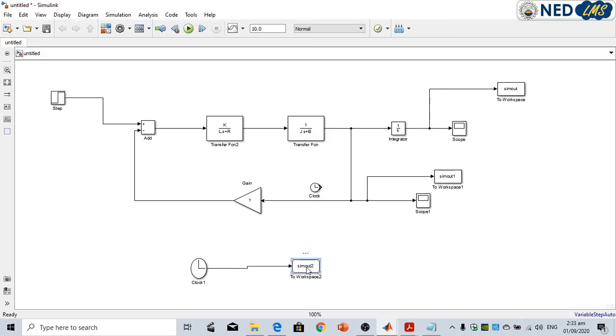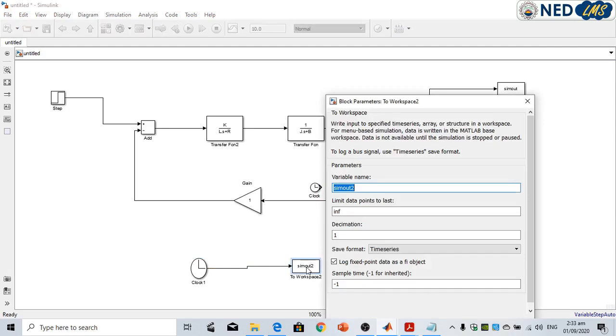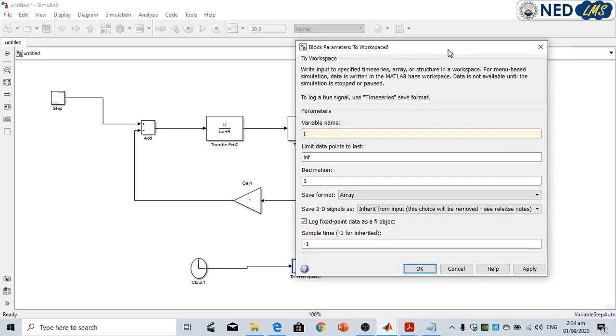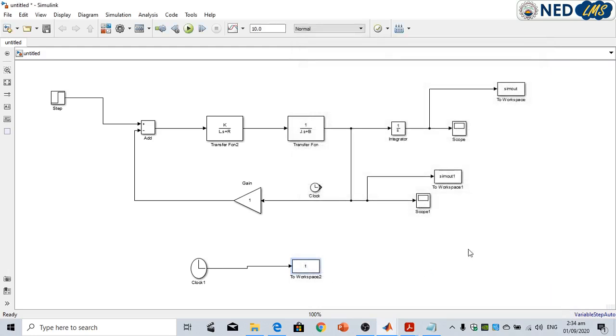Okay, now configure this block as well. Here this block is used to store time, small t. Select here the format for the output is array. Next is one more selection, select inherit from input. Okay, do the same for this one as well.